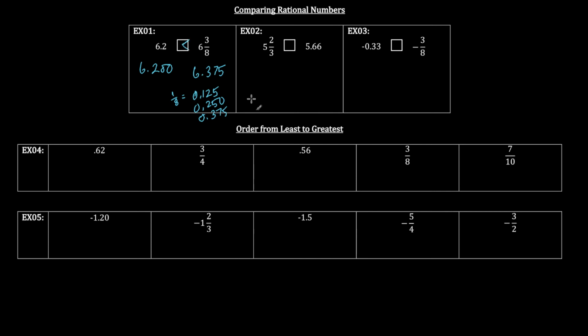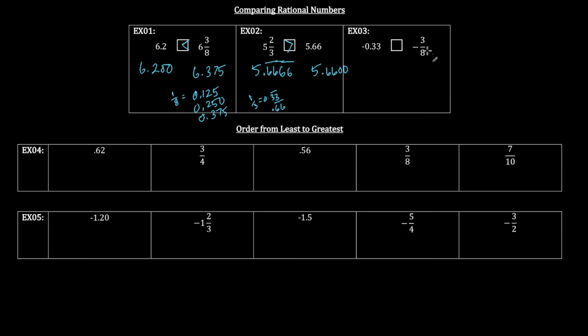So 1/3 is 0.33 repeating. Then it's 0.66 repeating, and then it's a whole. Oh, I went too far. I don't even need that whole. So 2/3 would be 0.66. So this is 5.66 repeating, and this is just 5.66. So remember that this would continue. This would not continue. It would just be zeros. So this one's larger. 5 2/3 is larger.